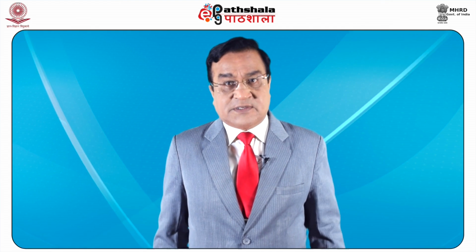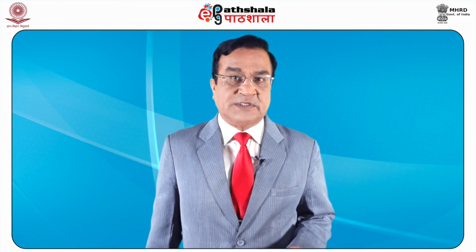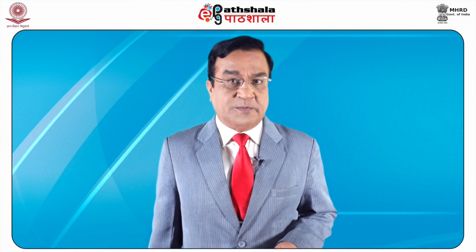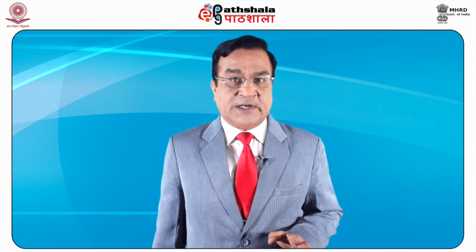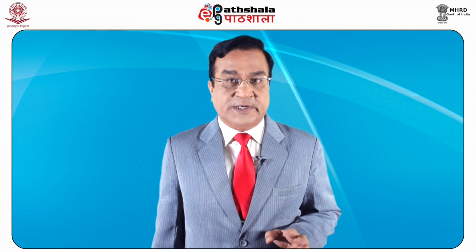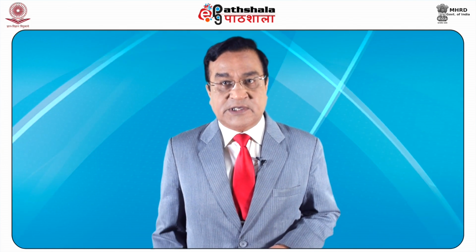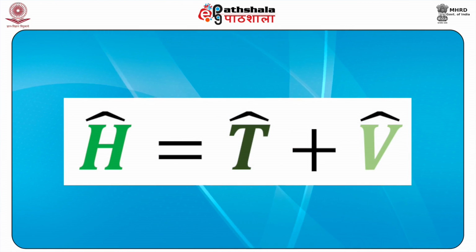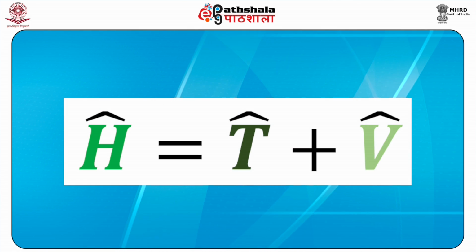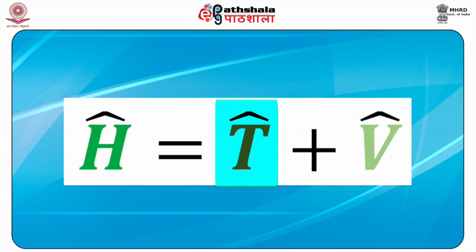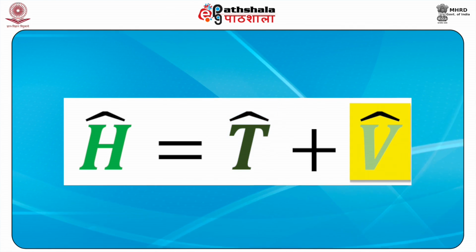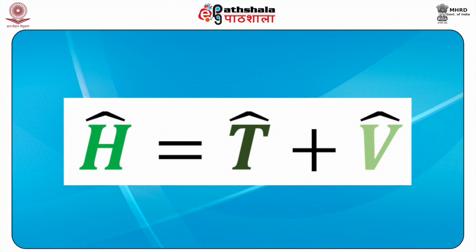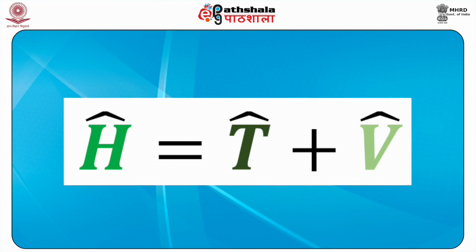Now one may ask as to what is this Hamiltonian operator, which is the total energy operator. Here I would like to mention that total energy of a system can be divided into two parts, kinetic energy and potential energy. So total energy operator Hamiltonian therefore is made up of two operators, T cap, which is the kinetic energy operator, and V cap, which is the potential energy operator. So this is something which one needs to keep in mind.